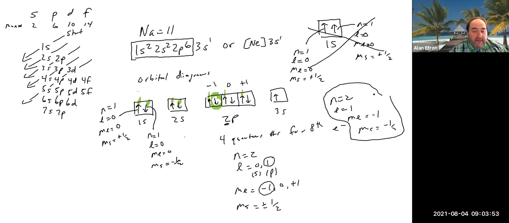The m sub L for an electron in a d orbital, you would do the same way. For example, a d orbital has five of these. When you get to a d orbital, that would be an L equal to 2, which means m sub L is -2, -1, 0, +1, and +2. And again, it goes in this order as well: -2, -1, 0, +1, and +2.